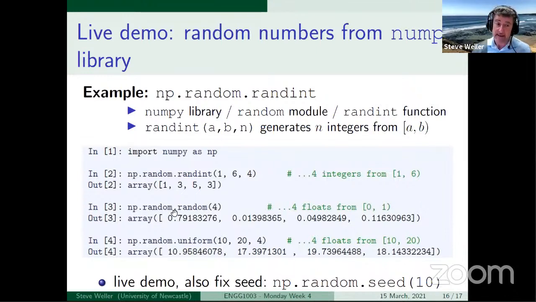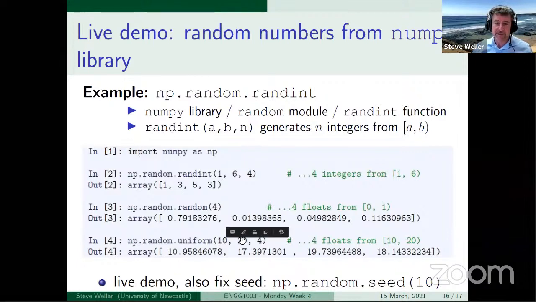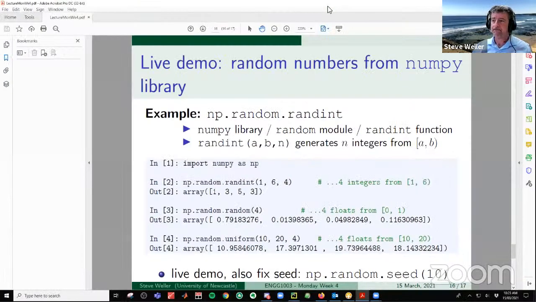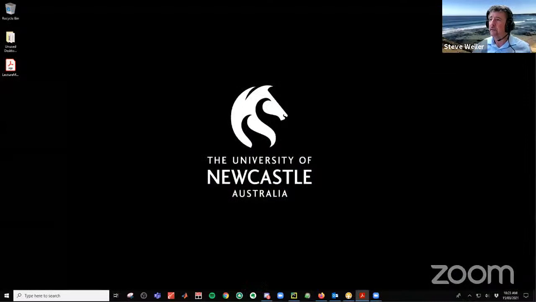In this case, it's really clear. np.random.random(4) generates 4 floating point numbers in the range 0 to 1, returning them in an array, but it's calling it from inside the NumPy library. And the final call, np.random.uniform(10, 20, 4), generates 4 floating point numbers, 4 floats, in the range 10 to 20, but not including 20. So let's do that just for fun, just to verify that the functionality is there.